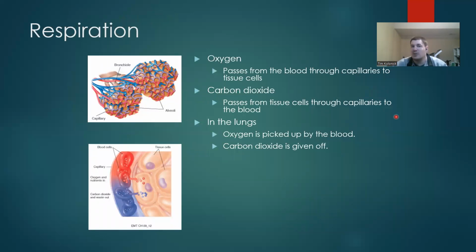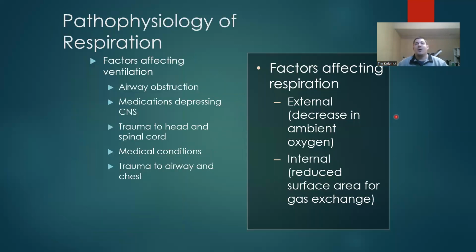Again, respiration passes through the capillaries to the tissues, right? Carbon dioxide goes the other way. And then in the lungs, we get rid of that wasted carbon dioxide by breathing. Again, the brain's going to control this. We don't have to think about it. It looks at lots of different things, primarily the pH levels, to make sure that we're getting adequate oxygen and nutrients out to the body, right?